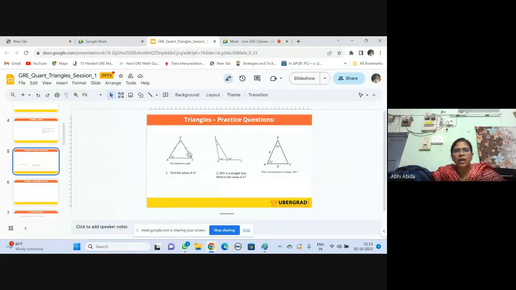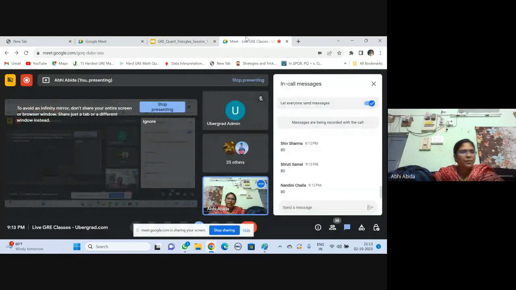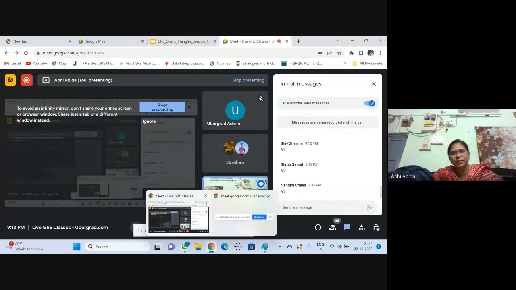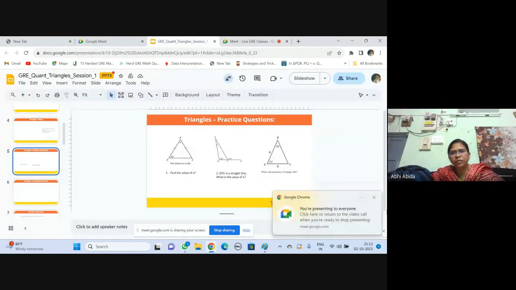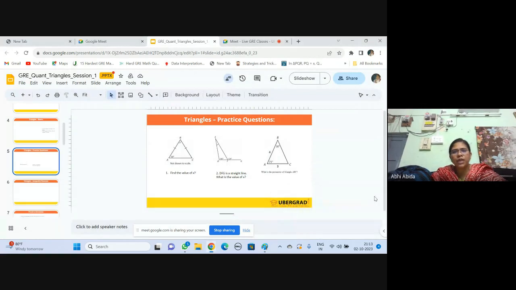So if one angle is 50, and another angle is 50, then what is the missing angle? Sum of all angles is 180 degrees. What will be the missing angle? Exactly. It's 80. What's the answer for the second one?